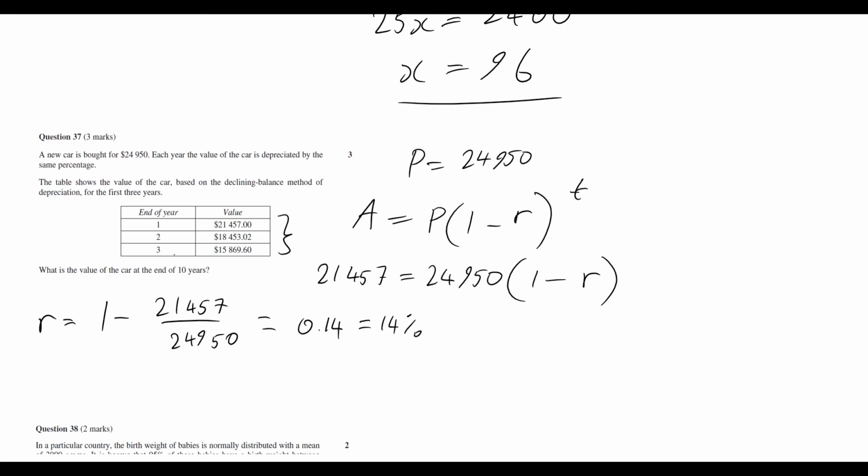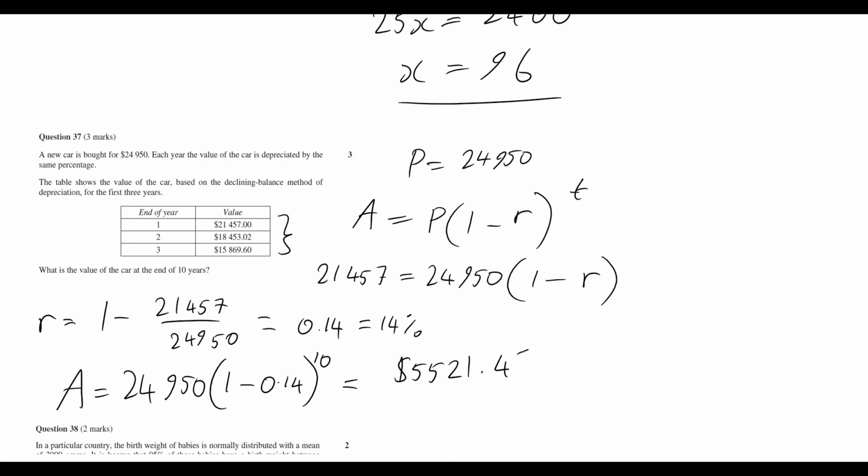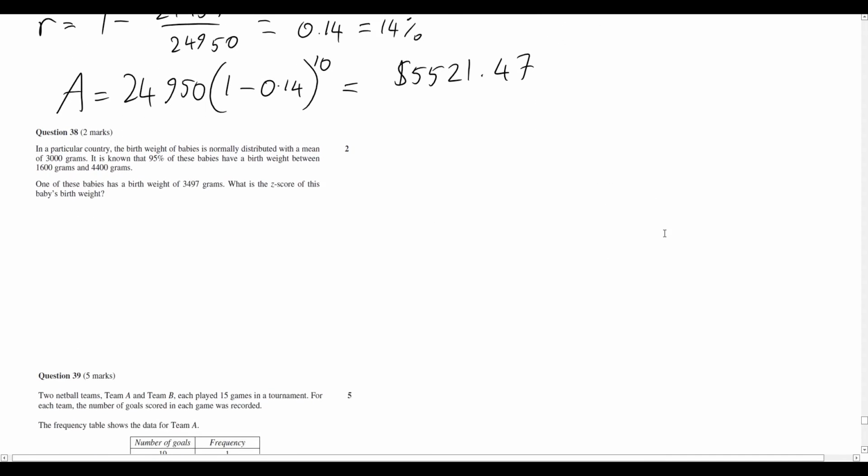So now to figure out the value of the car after 10 years, what we want to do is again use the exact same formula. So A equals, so P, our principal, was 24,950 times 1 minus r, we now know r is 0.14, and now to the power of 10. And so now putting those numbers into our calculator, we find that the final answer for question 37 will give us a value of $5,521.47.